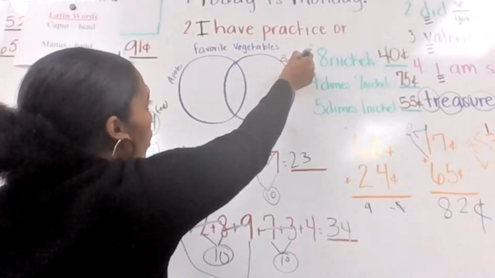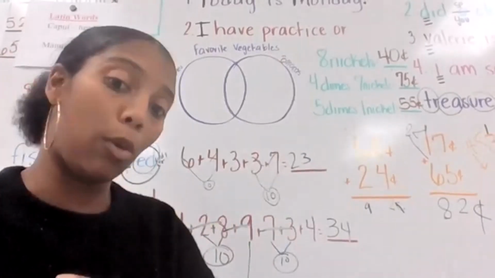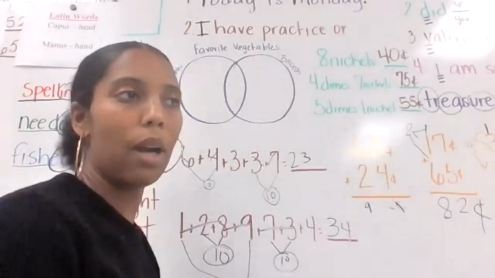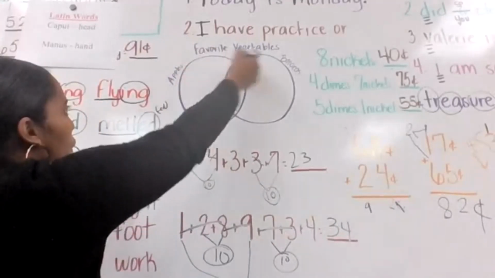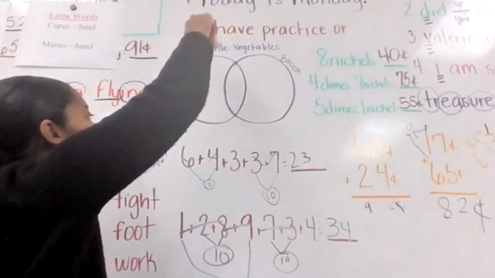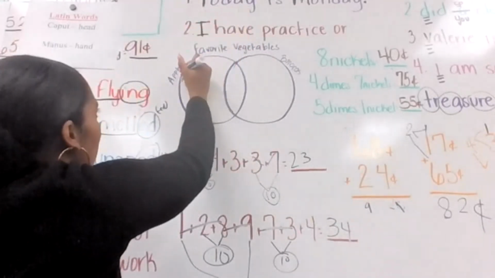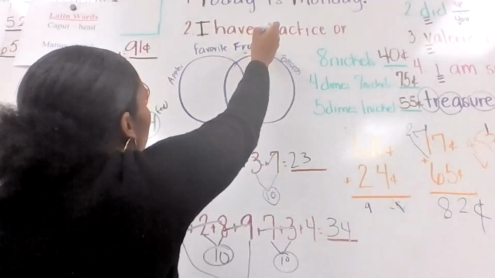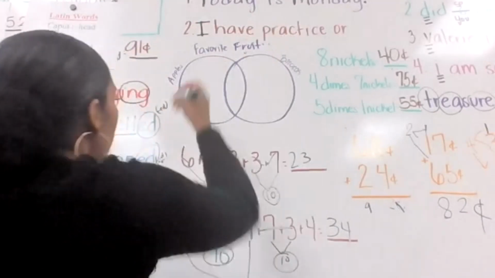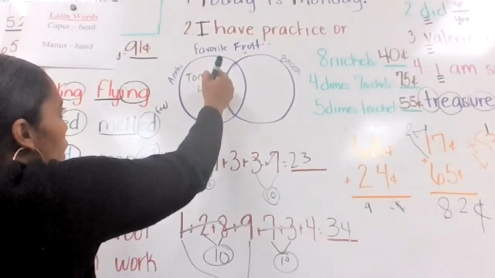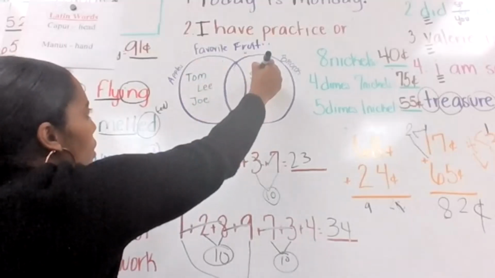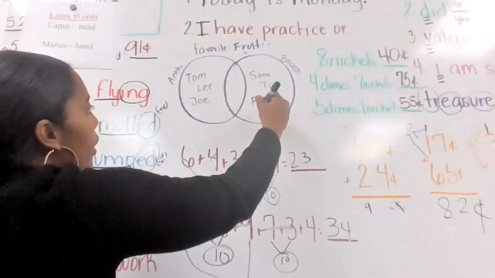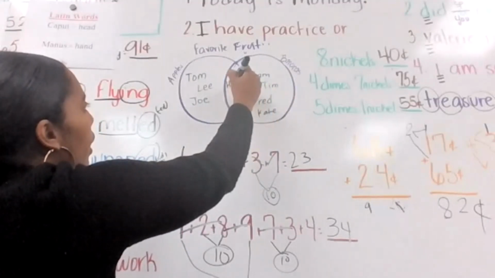So this middle section lets us know that the people like both. Usually when we have a Venn diagram, we're choosing between two options. Only two options. So let's say we asked everyone their favorite fruit, and I put apple and banana. So we have apples and bananas. We're going to say Tom, Lee, and Joe like apples. Sam, Tim, Fred, Kate like bananas. Harry.